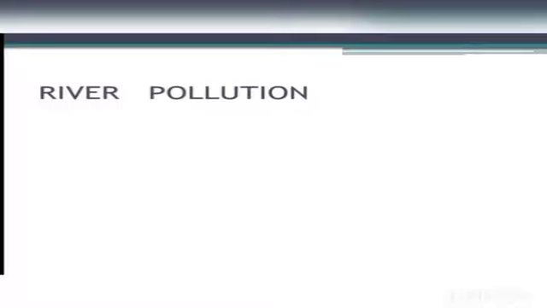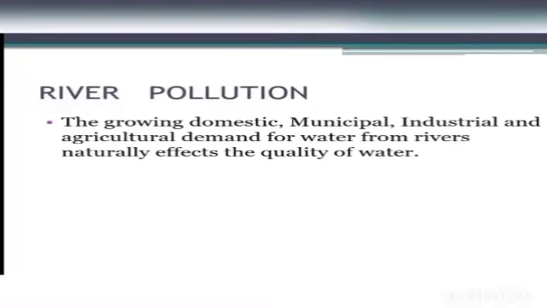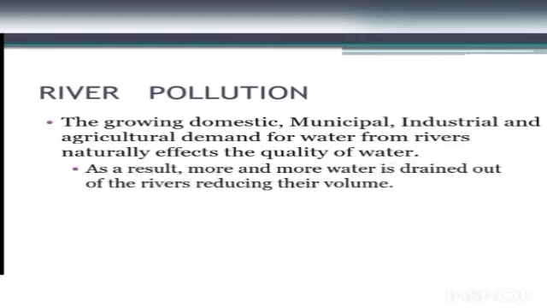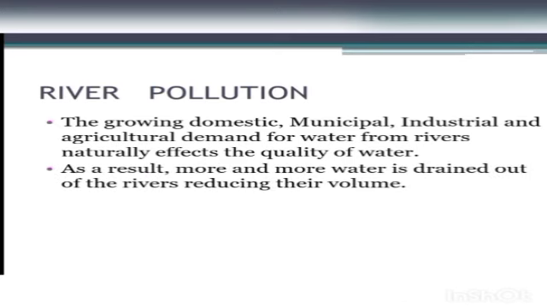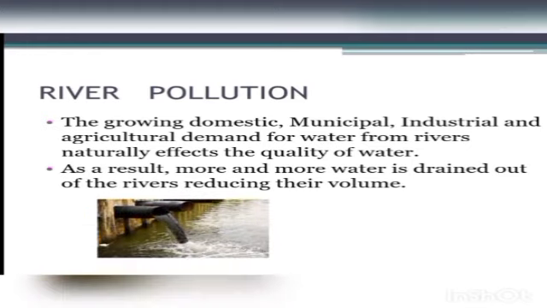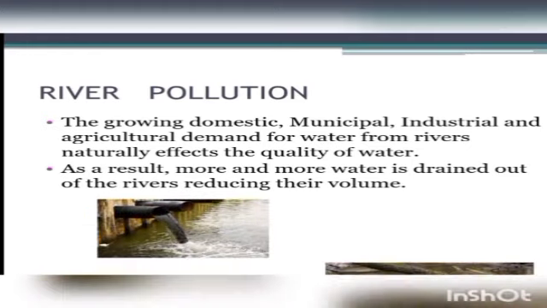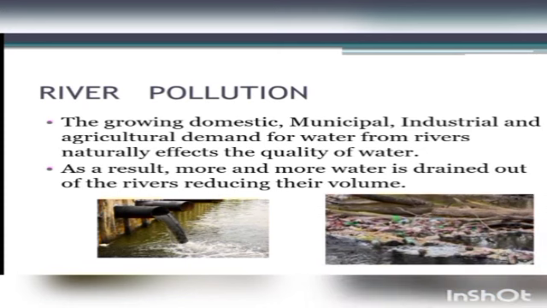Dear students, now let's discuss river pollution. Growing domestic, municipal, industrial, and agricultural demand for water from rivers affects the quality of water flow. Untreated sewage and industrial waste in rivers affect the water as well as the self-cleansing capacity of the river. For example, the Ganga can assimilate the pollution load within 20 km by itself.